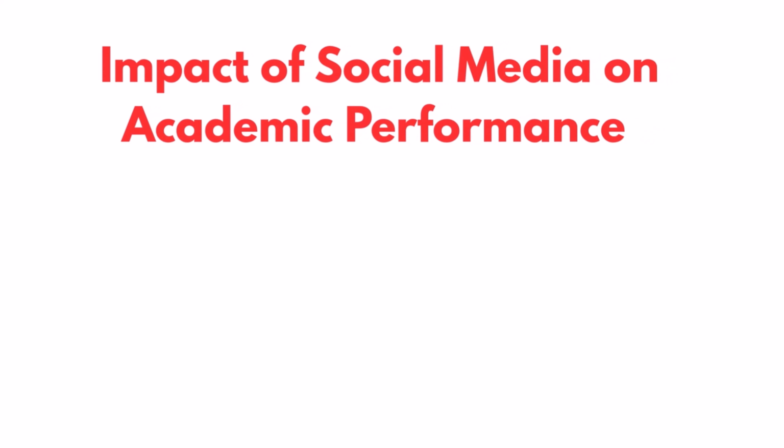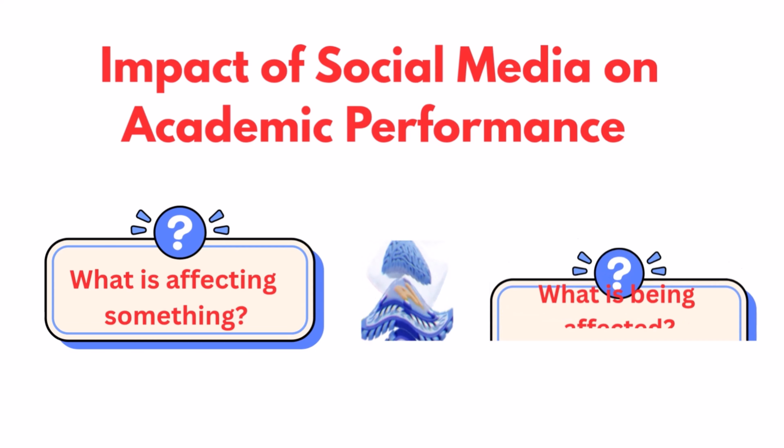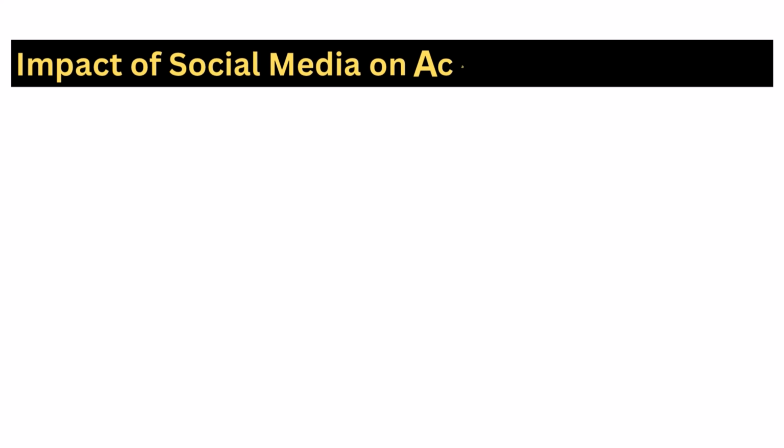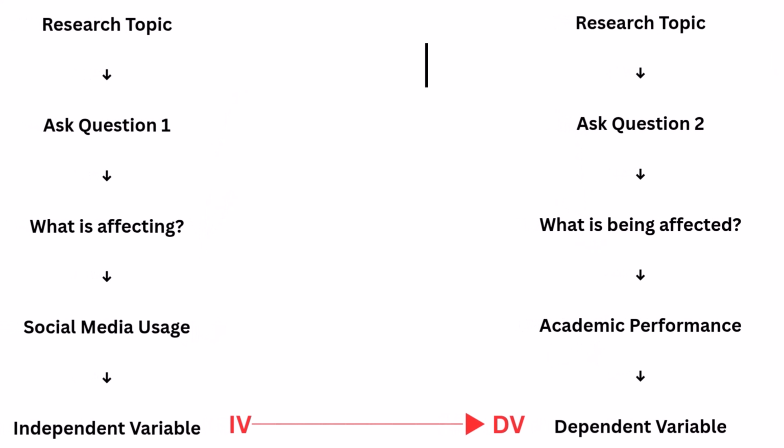Step 1. Understand the topic. Whenever you receive a research topic, don't immediately ask AI. First, ask yourself 2 questions. Question 1. What is affecting something? Question 2. What is being affected? Example: impact of social media on academic performance. Ask yourself, what is creating the impact? Answer: social media usage. Now ask, what is receiving the impact? Answer: academic performance. Congratulations, you've already found your first 2 variables.